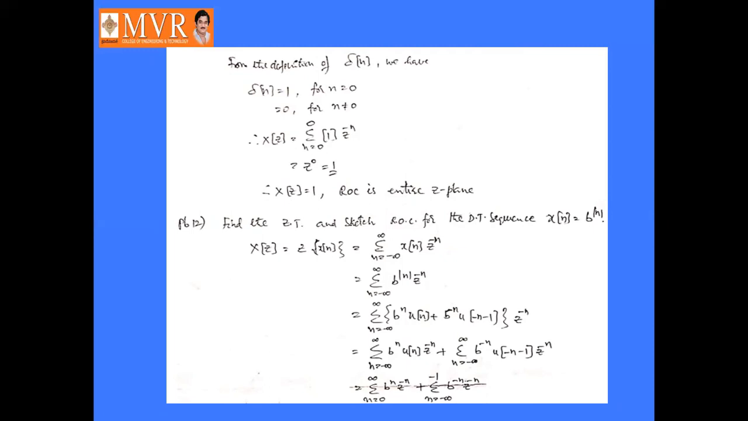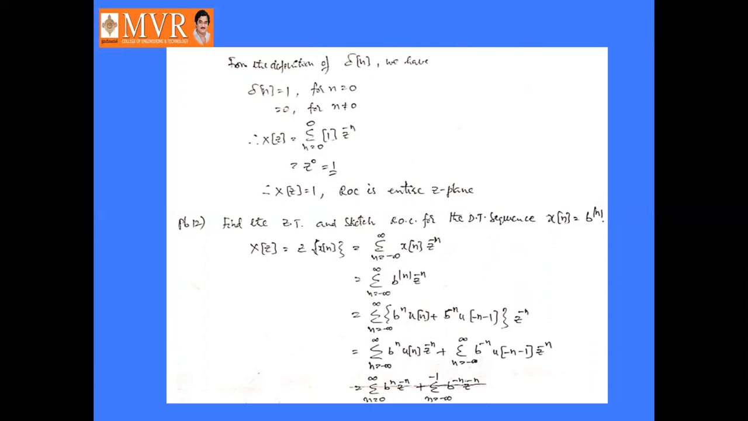So X(z) equals 1, and here the ROC, the region of convergence, is the entire z plane. Next problem: find the z-transform and ROC for the discrete-time sequence x[n] equals b power mod n. b power mod n can be written as b power plus or minus n.